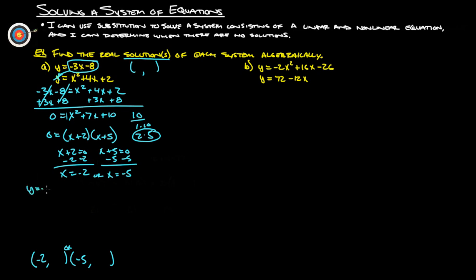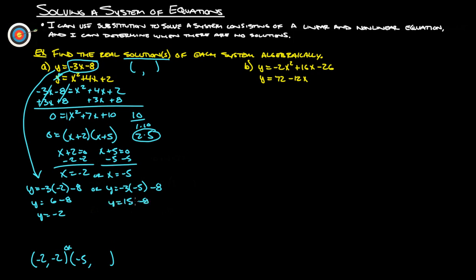So y equals -3 times, I'll draw a little arrow down here so you know where that came from, -3 times our x in this case, -2, minus 8. And then we're also going to do the other one: y equals -3 times -5 minus 8. -3 times -2 is 6, minus 8, so y is -2. So -2, -2 is one solution. And then -3 times -5 is 15, minus 8 gives us 7. So negative 5 and 7.